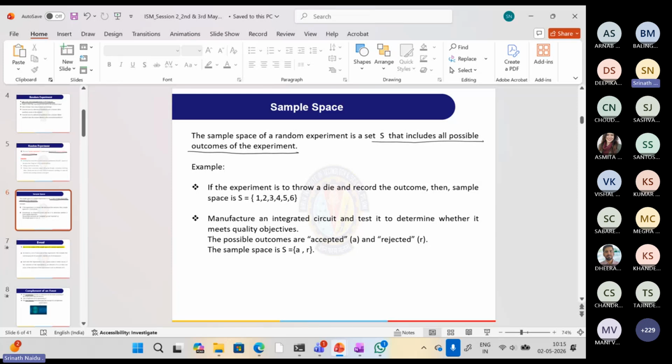You manufacture an integrated circuit and test it to determine whether it meets its quality objectives or not. What possible outcomes are there? Either accepted or rejected. There's no halfway point between them. So A or R are the only two outcomes.